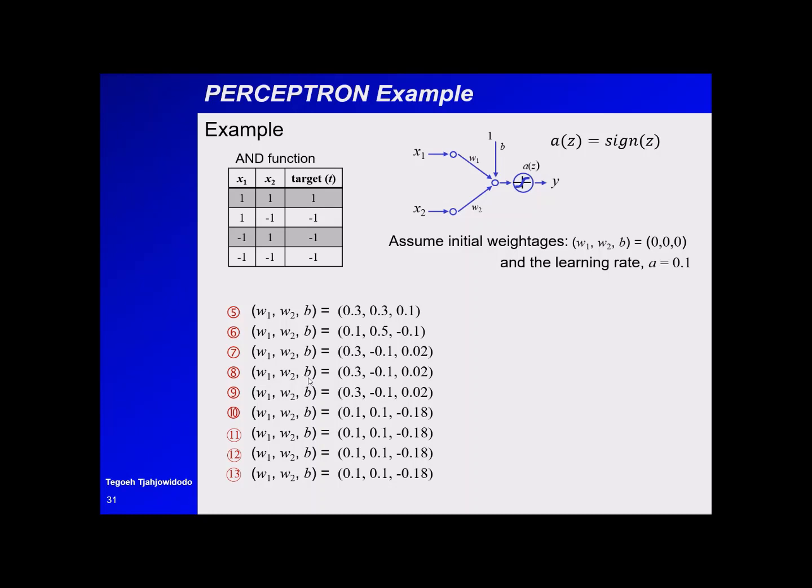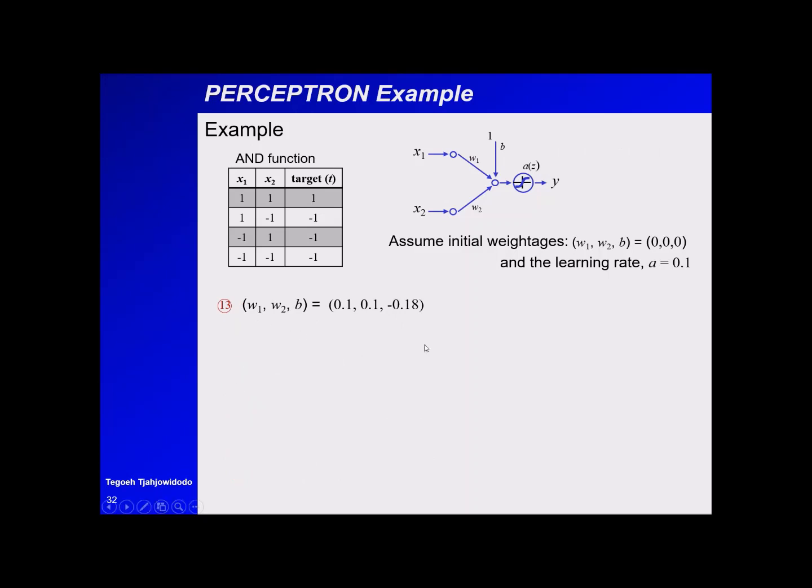So the error will be equal to 0. When the error is equal to 0, T minus Y will be equal to 0. So there will be no updating effort anymore. That's why W1, W2, and B in the last 4 iterations will stay constant. So this will be the optimal W1, W2, and B in my perceptron network here.